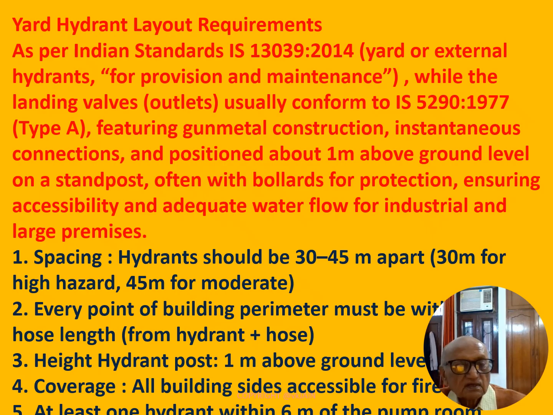Spacing: hydrants should be 30 to 45 meters apart, 30 meters for high hazard and 45 for moderate hazard. Every point of the building perimeter must be within hose length, that means from hydrant plus hose. Height of the hydrant post is 1 meter above the ground level. Coverage: all building sites accessible for fire.